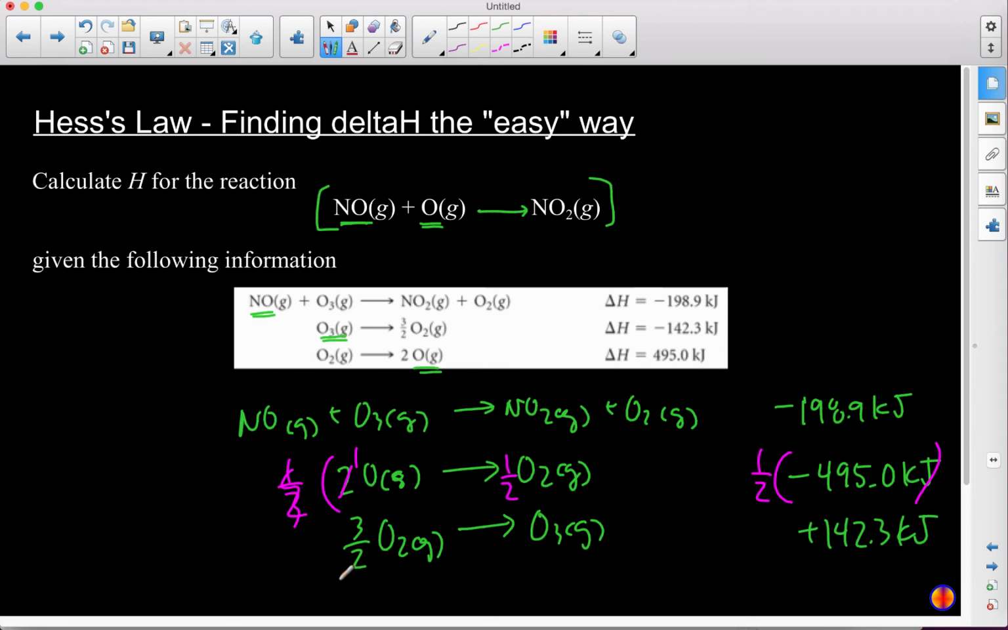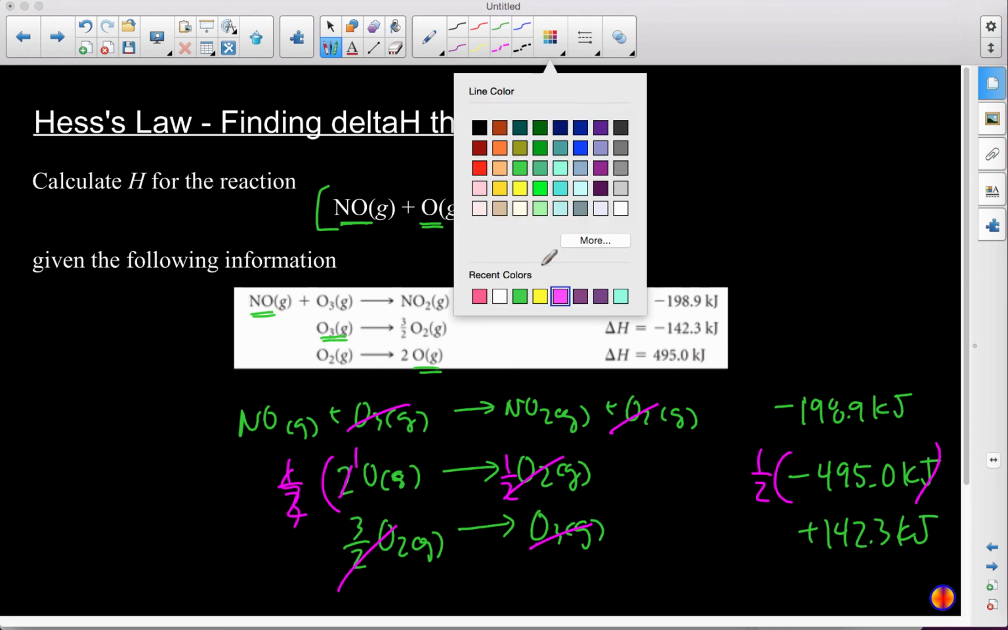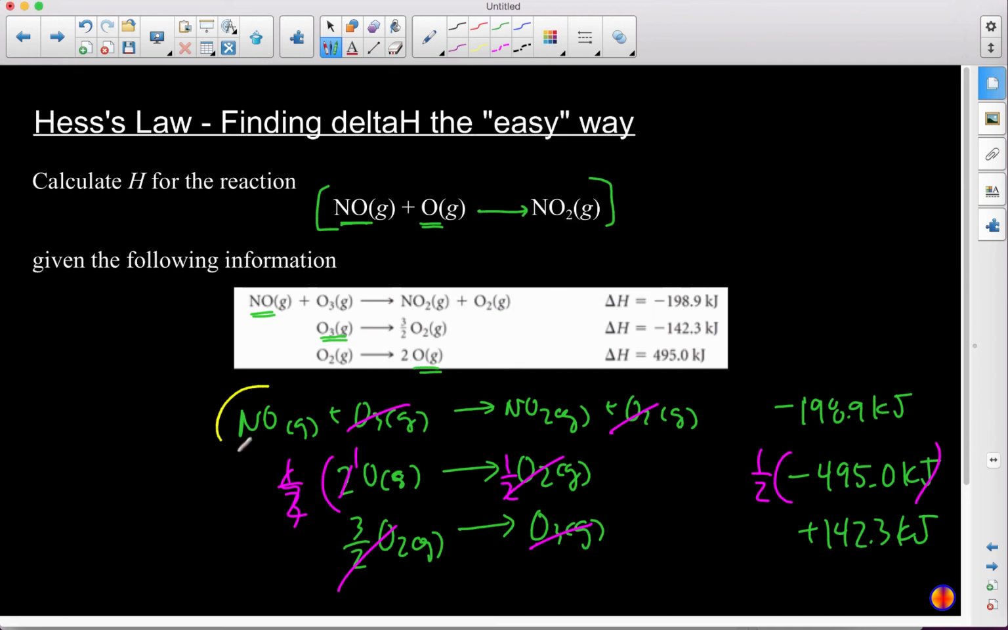Now, if that's the case, then if we look around, we have O3, O3. Here we have 1 plus 1/2, which equals 3 halves, which means all of those cancel, which means all I actually have left are the components I was looking for. We have NO plus O gives us NO2 gas. Again, it doesn't matter how much work we put into climbing that mountain. It's the change that matters.